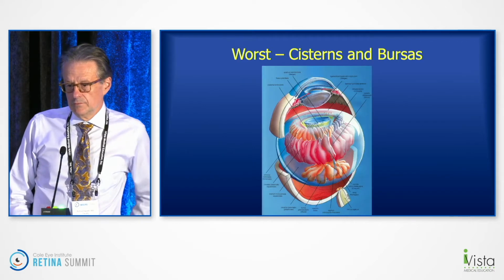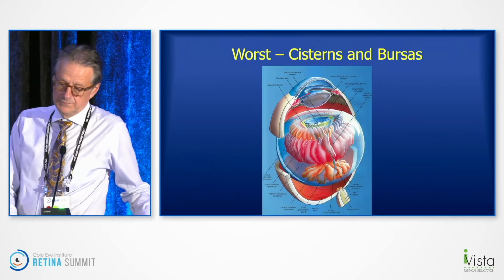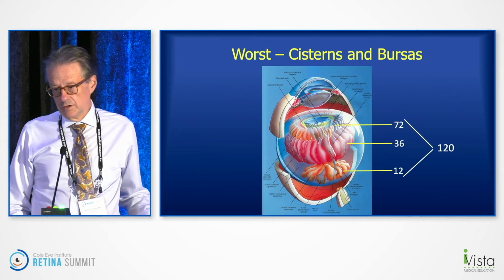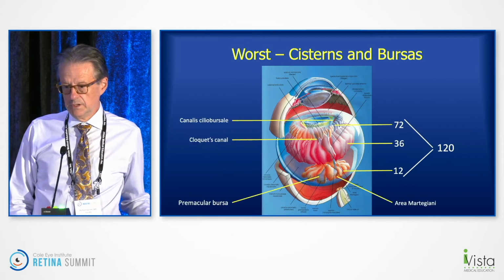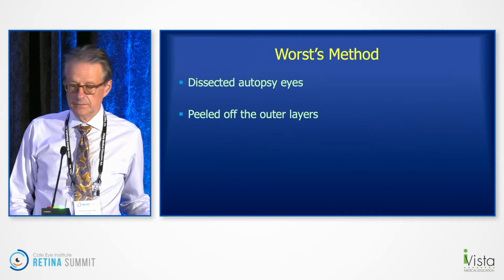First, he thought there were lots of cisterns and bursa. In fact, he thought there were 120 of them altogether. We know some of them to this day, like the premacular bursa and the area of Martegiani.